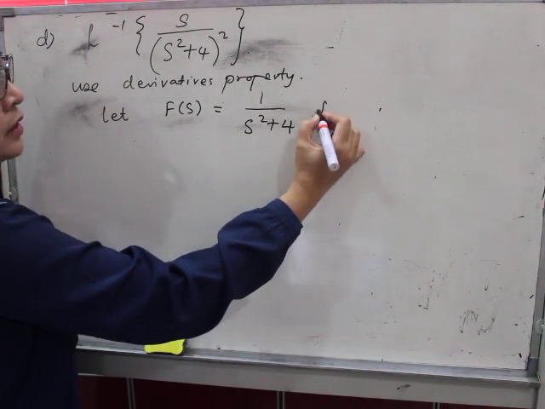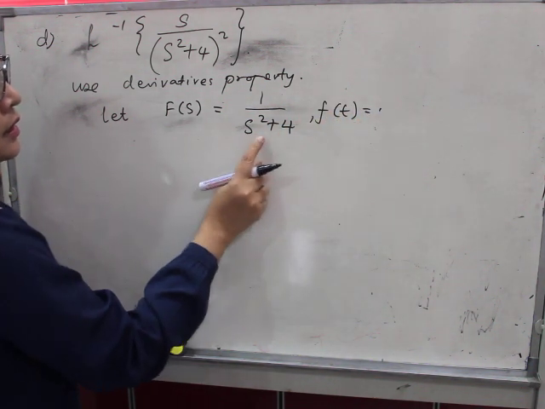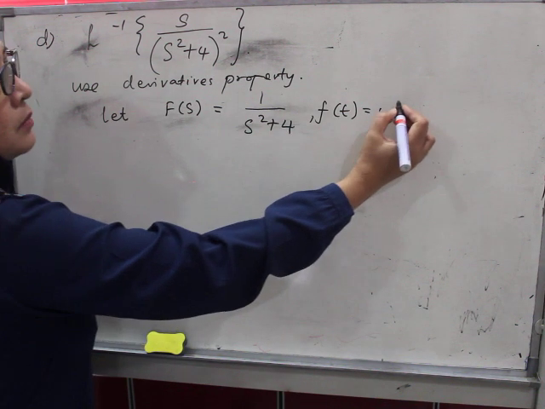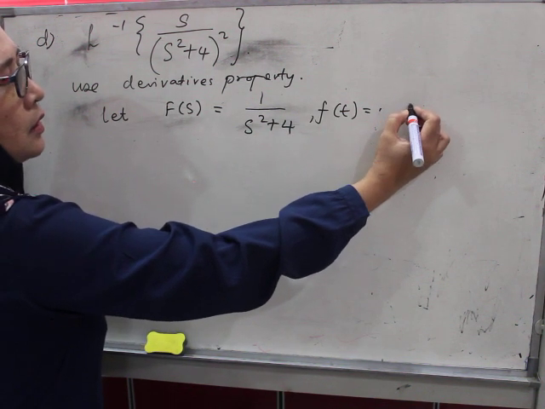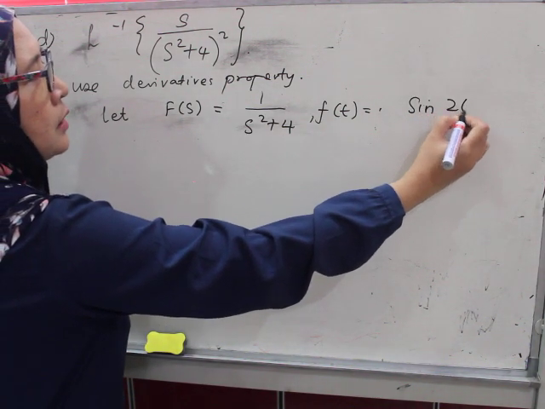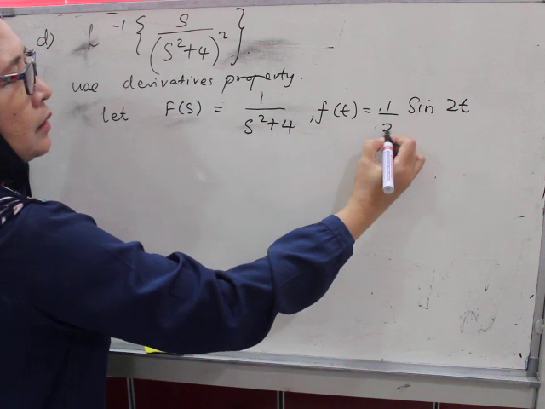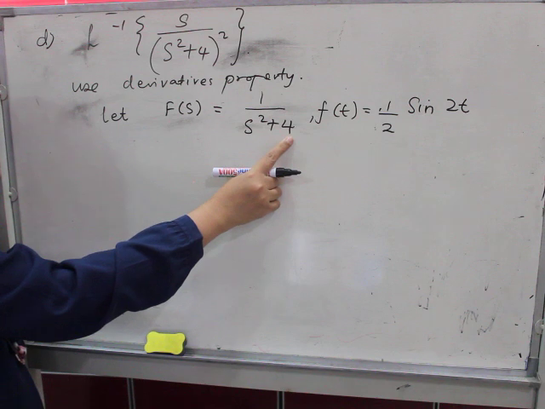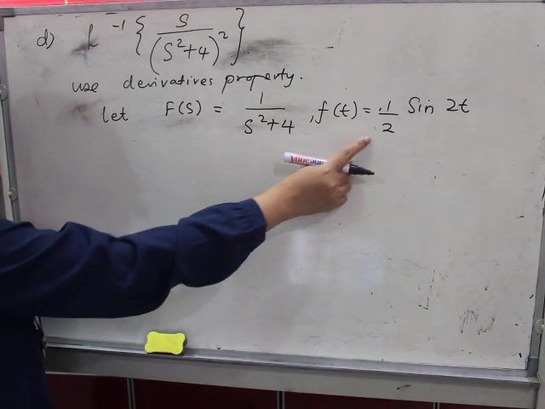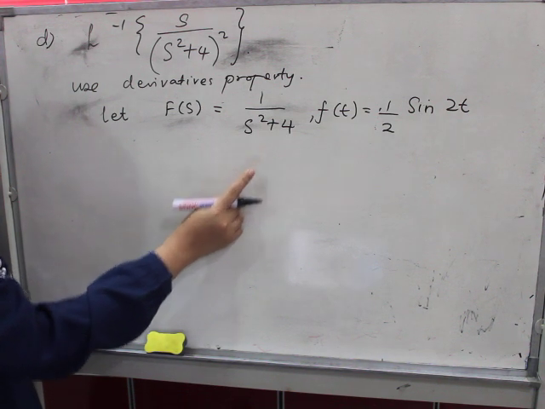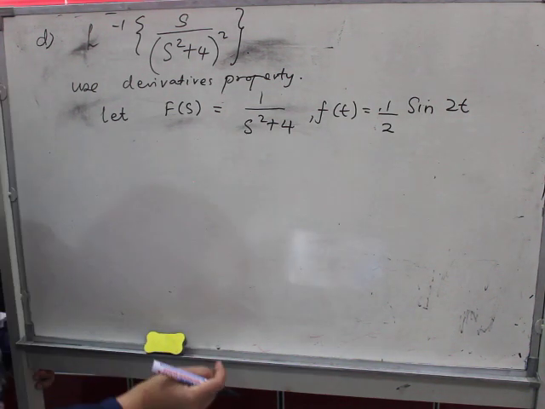So our ft for this, you have to inverse this. It becomes sine 2t, and we have to divide by 2, right? Because we don't have 2 at the top. a equals 2. Okay, if you can still remember how to do this. If you cannot, you have to make a review.